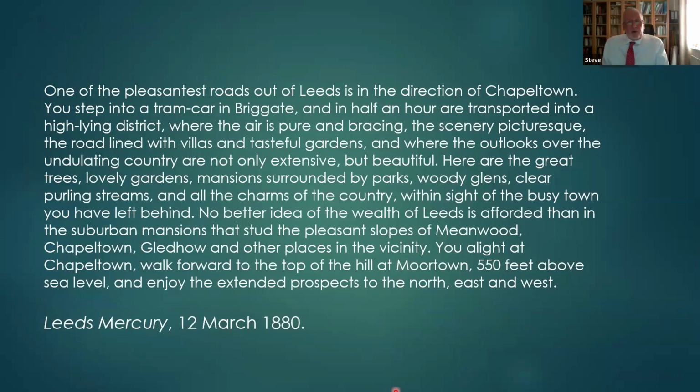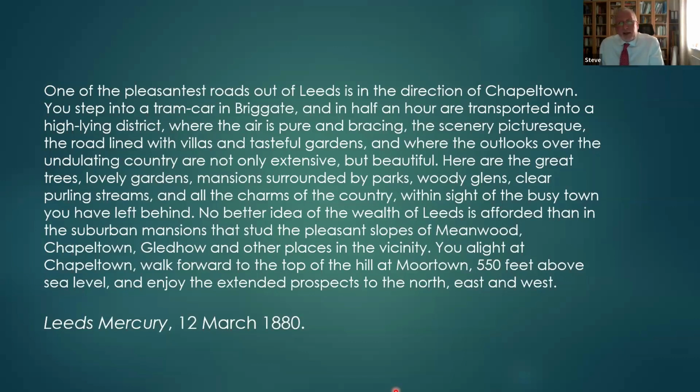One of the pleasantest roads out of Leeds. You step in a tram car on Briggate and in half an hour, are transported into a high-lying district where the air is pure and bracing, the scenery picturesque, the road lined with villas and tasteful gardens, where the outlooks of the undulating country are not only extensive but beautiful. Here are great trees, lovely gardens, mansions surrounded by parks, woody glens, clear purling streams, and all the charms of the country within sight of the busy town left behind. No better idea of the wealth of Leeds is afforded than in the suburban mansions that stud the pleasant slopes of Meanwood, Chapeltown, Gledhow, and other places in the vicinity. You alight at Chapeltown, walk forward to the top of the hill at Moortown, 550 feet above sea level, and you enjoy the extended prospects to north, east, and west.